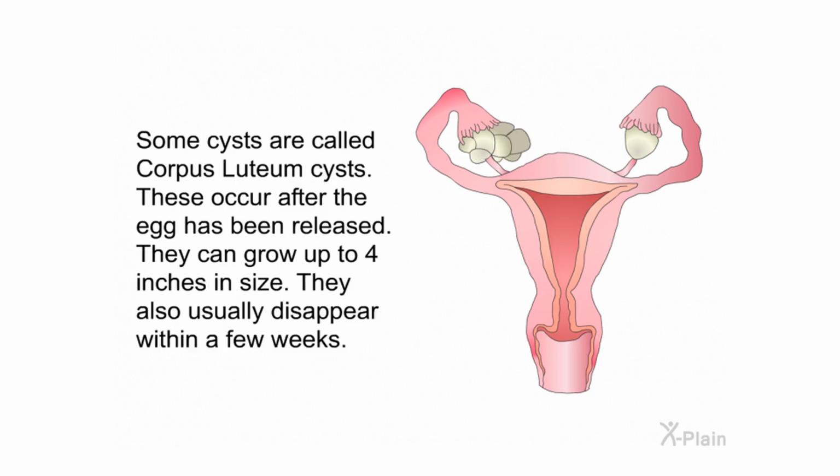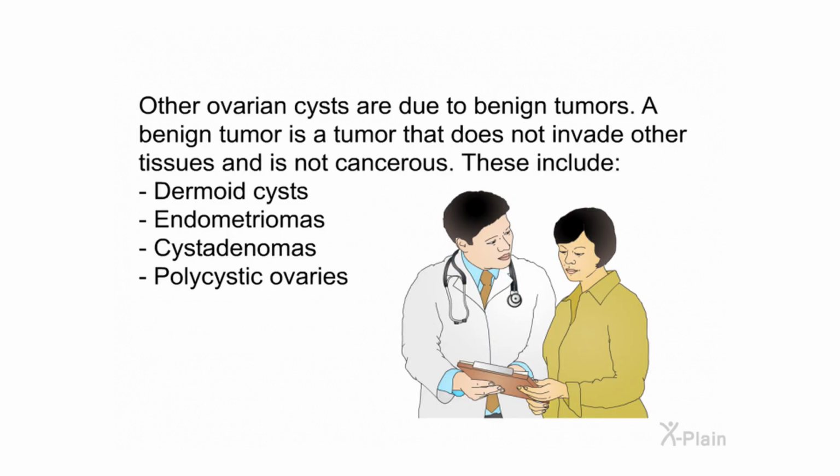Some cysts are called corpus luteum cysts. These occur after the egg has been released. They can grow up to 4 inches in size. They also usually disappear within a few weeks. Other ovarian cysts are due to benign tumors. A benign tumor is a tumor that does not invade other tissues and is not cancerous. These include dermoid cysts, endometriomas, cystadenomas, and polycystic ovaries.